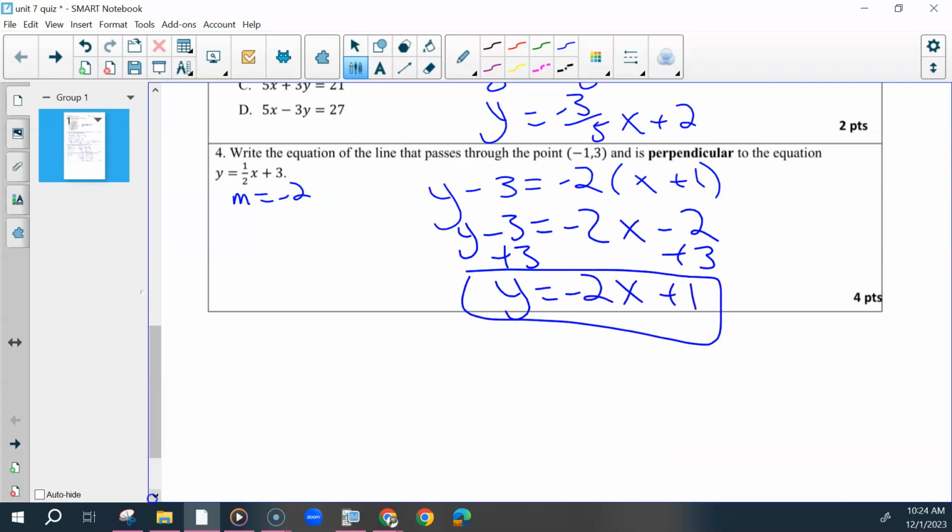The final equation was y equals negative 2x plus 1. So the 4 points for that one were showing me that you flipped the slope and made it negative either off to the side or in the equation itself. Setting up the equation correctly, the work to solve for the equation, and the final equation. Questions on that one?